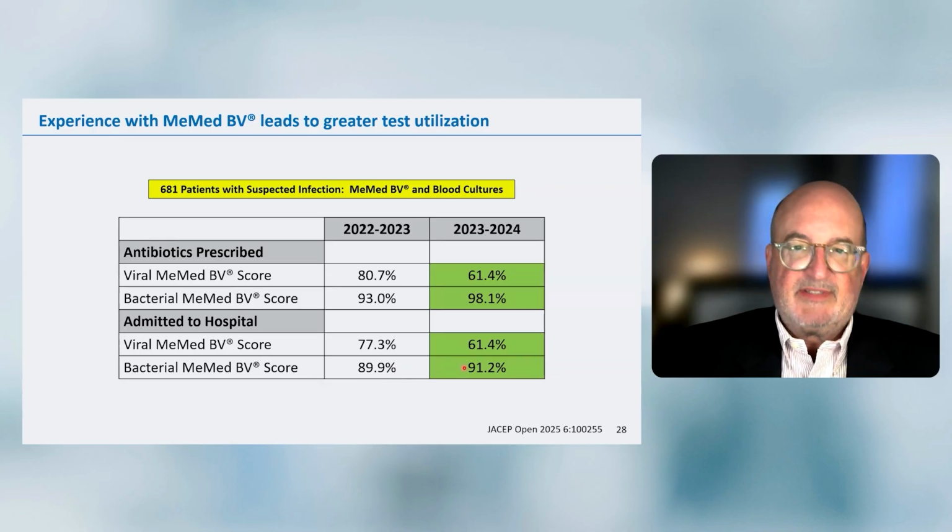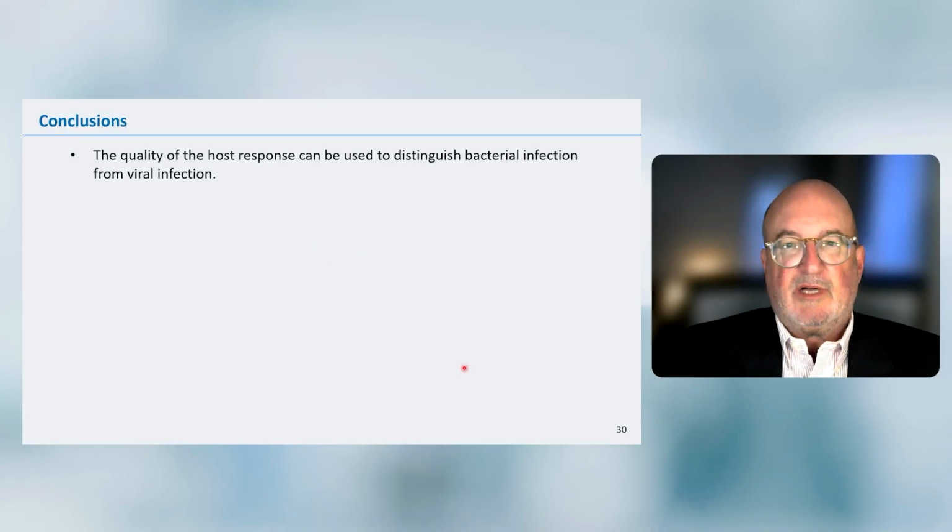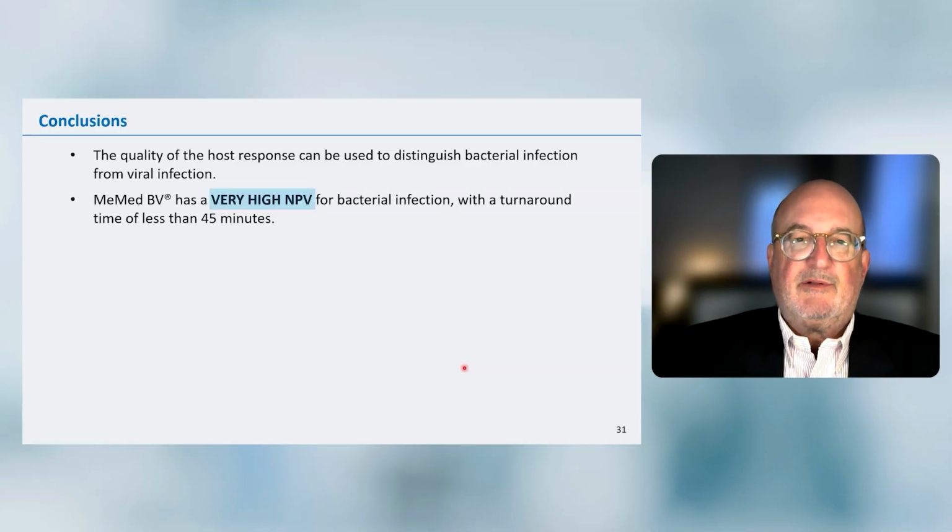So this emphasizes that, like any new test introduced to the field, it takes time for people to use it, see the results, see how they're working with their patients, and get more comfortable and have more confidence in using it. So for this first introductory part, the conclusions are that the quality of the host response, that three-part test, IP10 CRP TRAIL, can be used to distinguish bacterial infection from viral infection. There is a very high negative predictive value for bacterial infection with a very fast turnaround time.